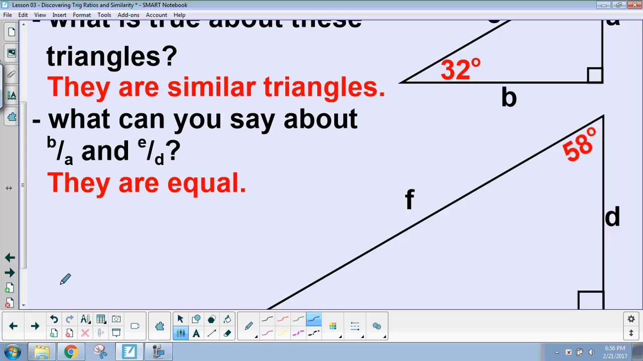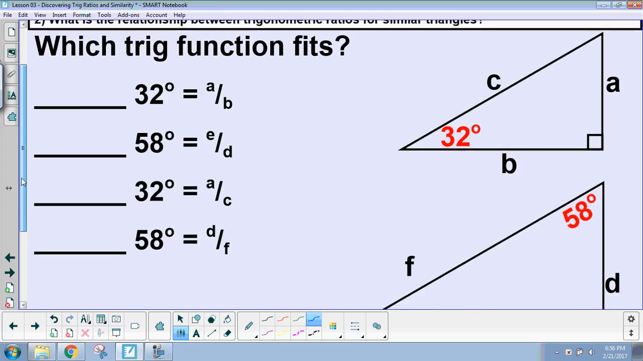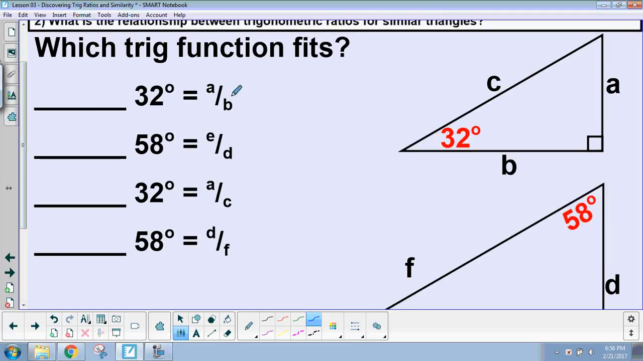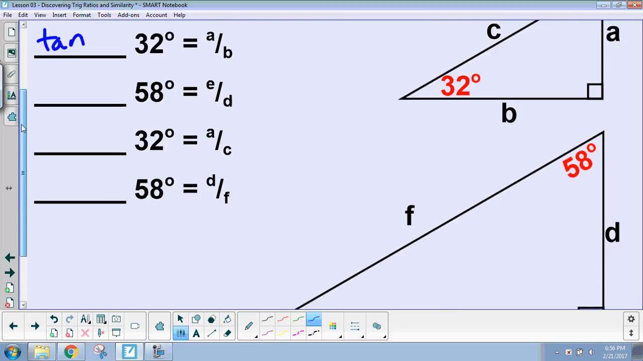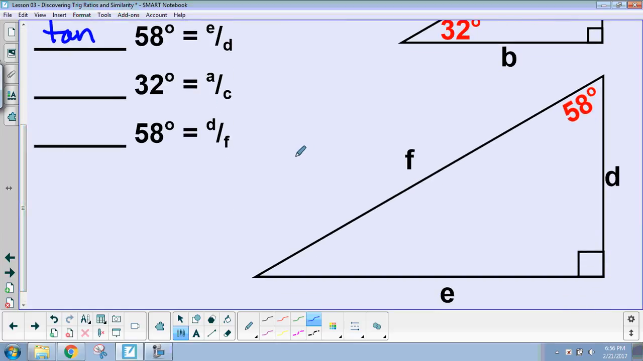Which trig functions fit? So I do AB. Relative to 32, AB would be opposite over adjacent, so that's probably tangent. 58 for ED, opposite over adjacent again, so that's tangent. 32, let's back up here for AC. It's opposite over hypotenuse, so sine. And 58 DF, adjacent over hypotenuse, so cosine.